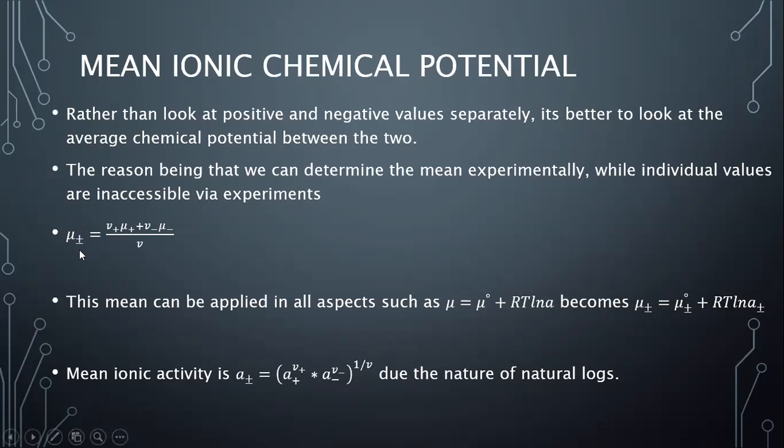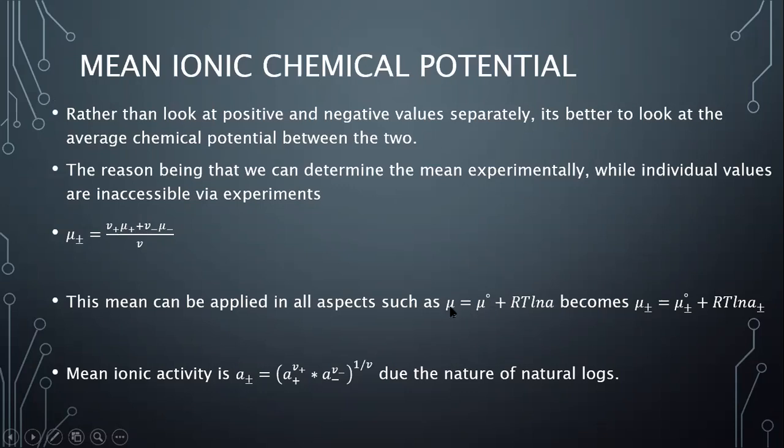So what we're doing, the mean chemical potential, is using that plus minus. That chemical potential of both plus and minus is equal to the sum of both of those divided by the overall coefficient. So if that is 2 and that is 1, the overall coefficient is 3. So 2 times chemical potential plus 1 times chemical potential divided by 3, you get the average. If that's 1 and that's 1, you're going to be dividing by 2. So this mean can be applied in all aspects where we use chemical potential.